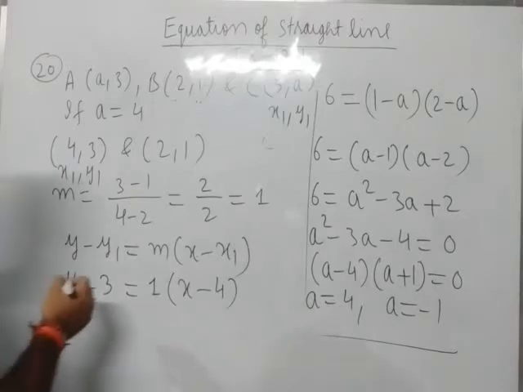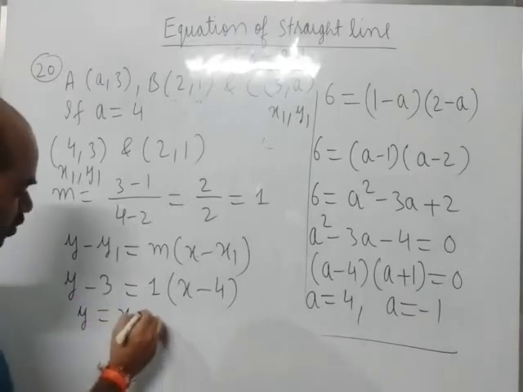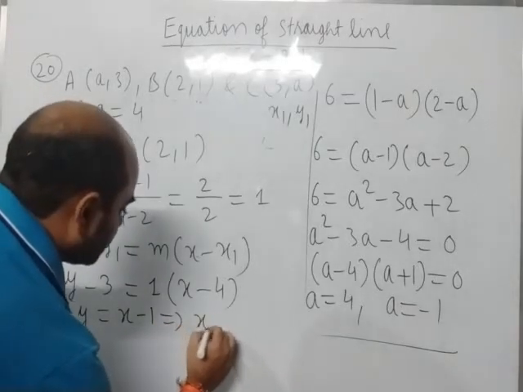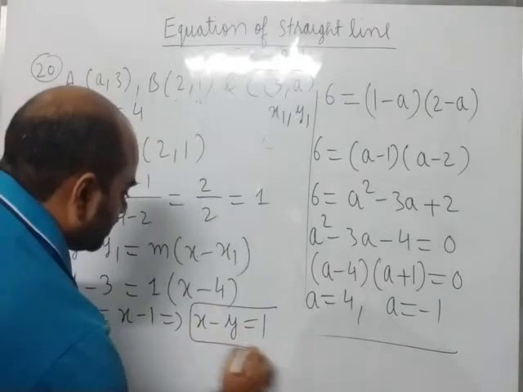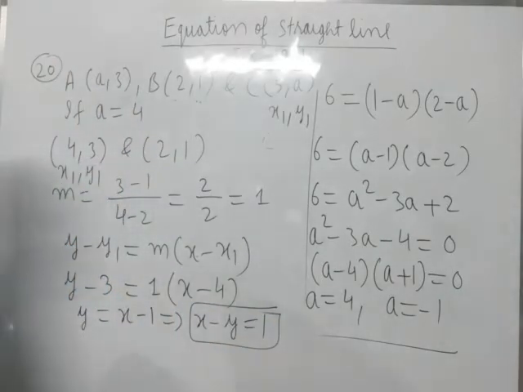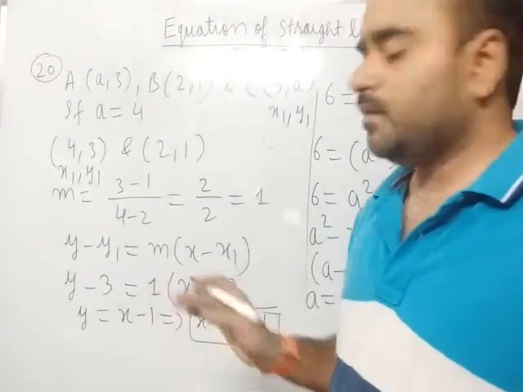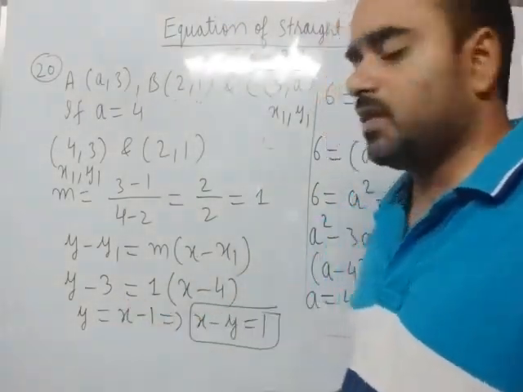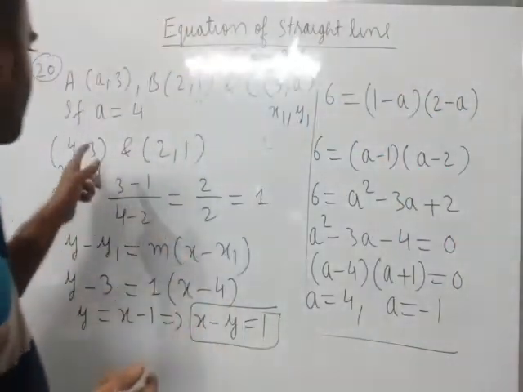That is, y is equal to x minus 1. It means x minus y is equal to plus 1. This is the equation. Correct? You can check: x minus y is equal to 1. Correct? Or directly you can write y minus x plus 1 equal to 0. This is when we have taken a is equal to 4.